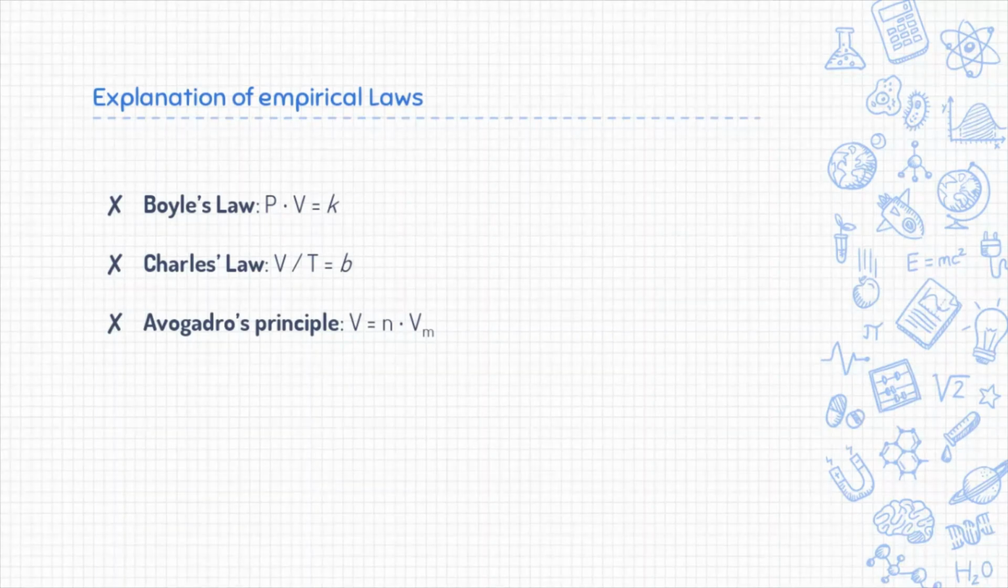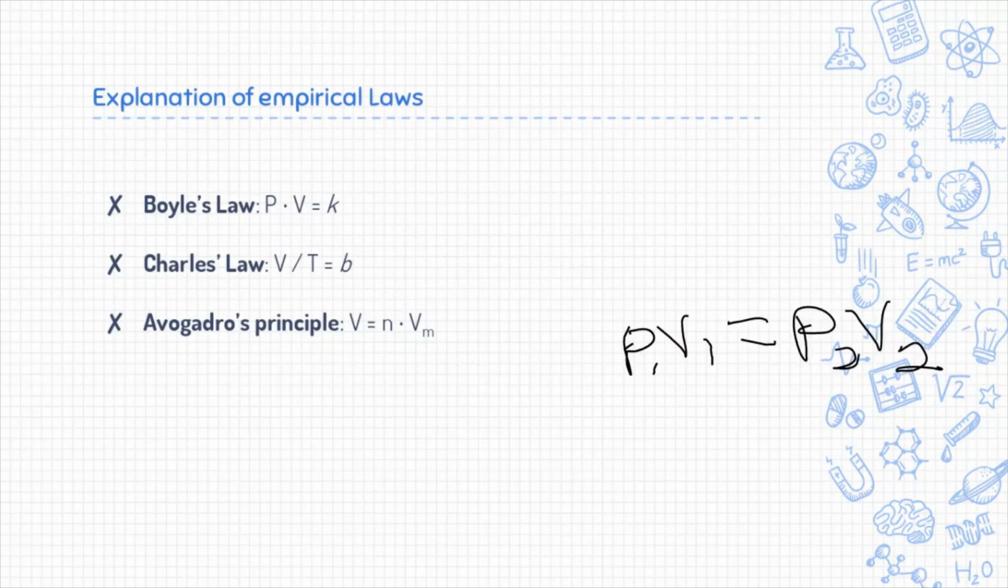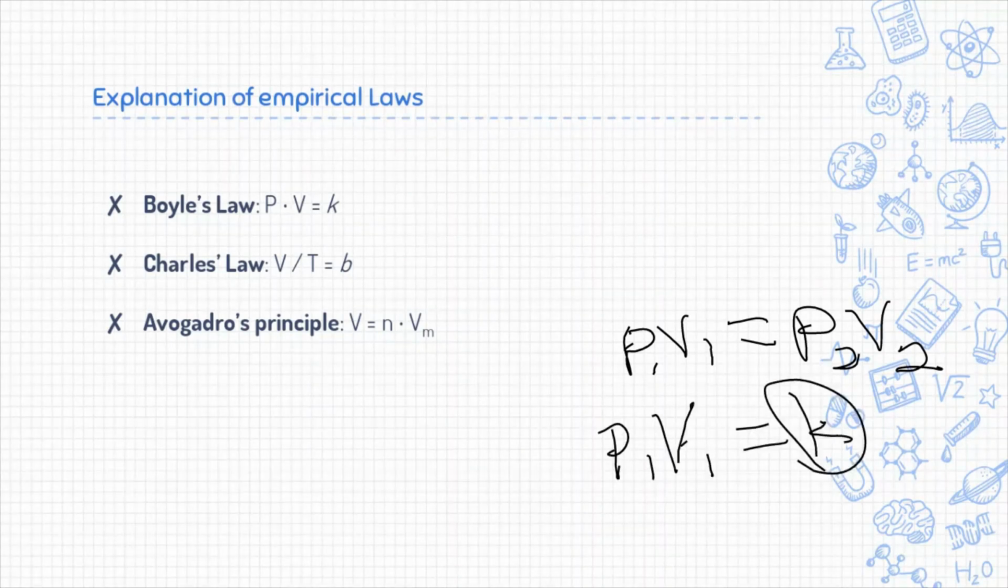What does B stand for? B stands for a constant. So in honors chemistry, you probably recall using something like P1V1 equals P2V2, right? Basically, it's the same thing. P1V1 equals some kind of constant, and this constant also equals P2V2. That's how the relationship is justified.